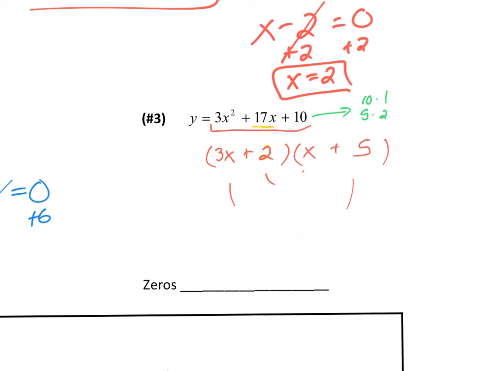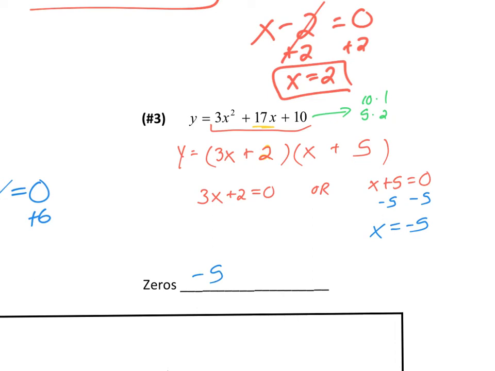Okay, so I'm going to erase this to make some room. So we have y equals 3x plus 2, x plus 5. How do we find the zeros? We set them equal to 0. So 3x plus 2 equals 0, or x plus 5 equals 0. Okay, this is the part where you've got to pay attention. The one on the right is pretty simple. You just minus 5, and you get x equals negative 5.